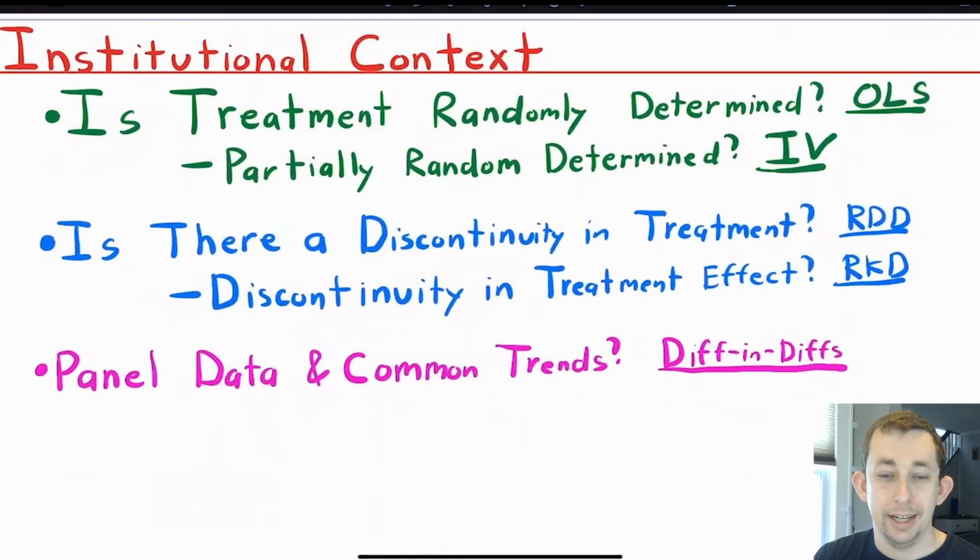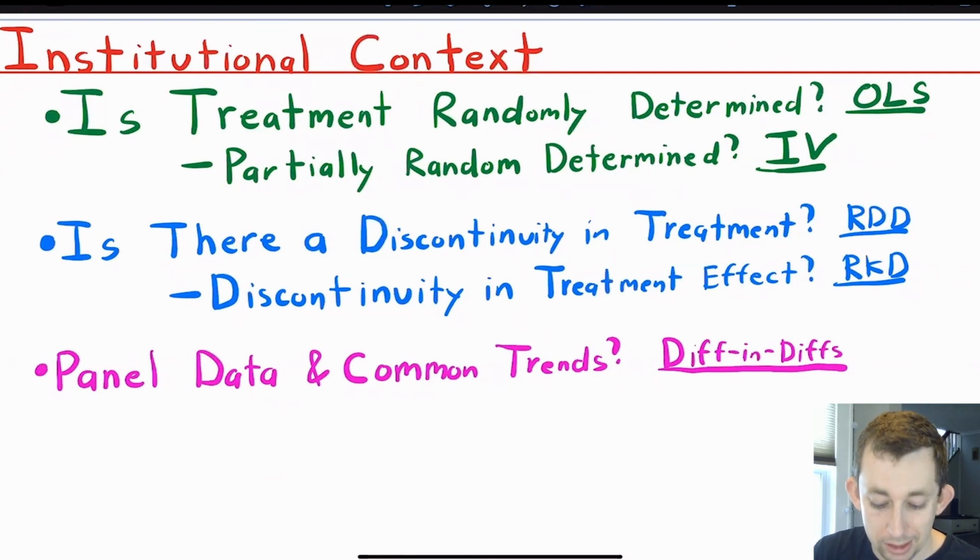The second thing that I think is important is to think about the institutional context. So what problem are you asking? What are some of the factors about that specific relationship, that specific treatment on outcome that you have in mind? For example, if your treatment variable is randomly determined, great, you can probably use selection on observables. If it's partially randomly determined, maybe you can use an instrumental variable approach, especially if you observe why someone is treated and why someone is not treated.